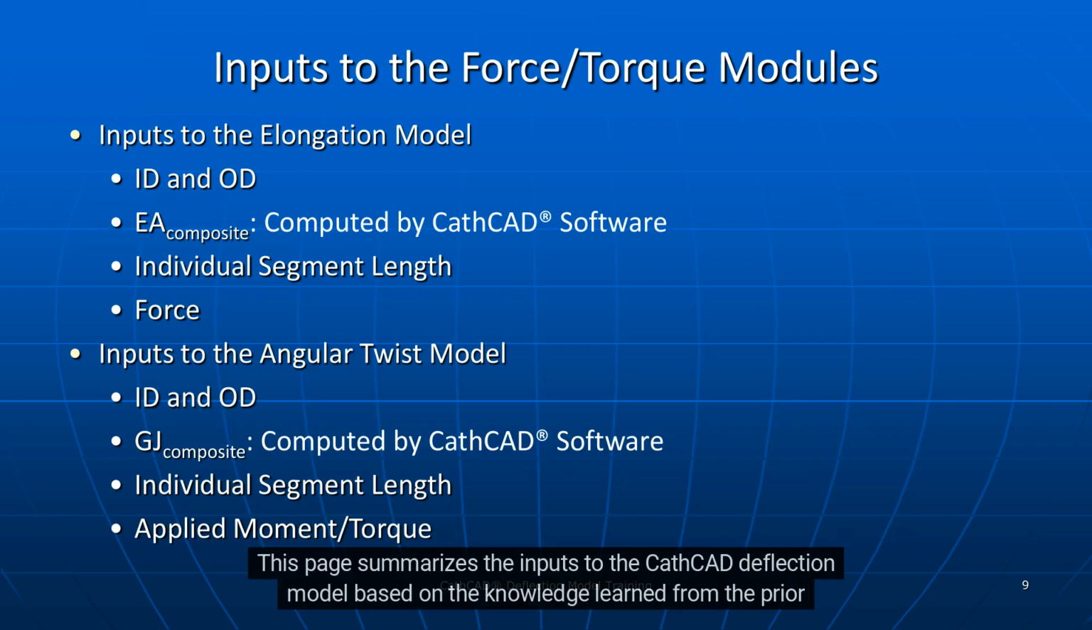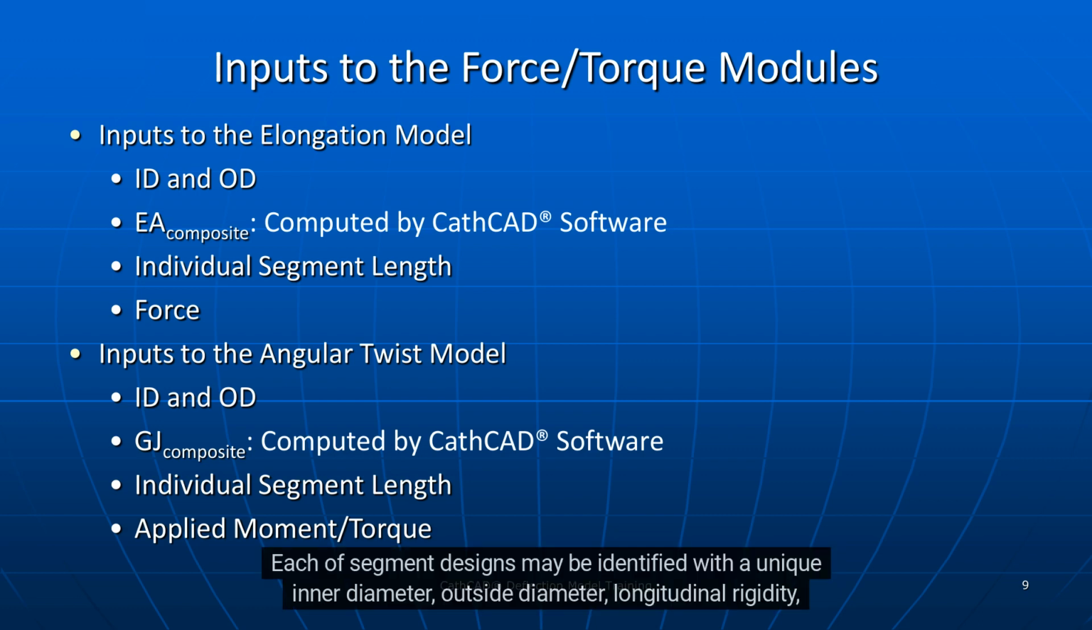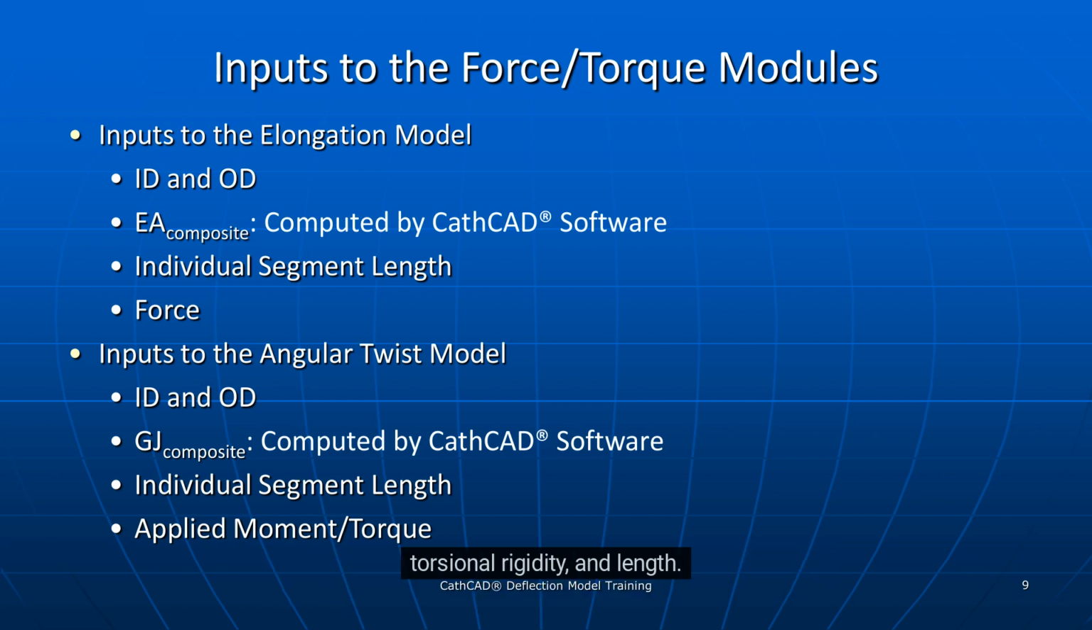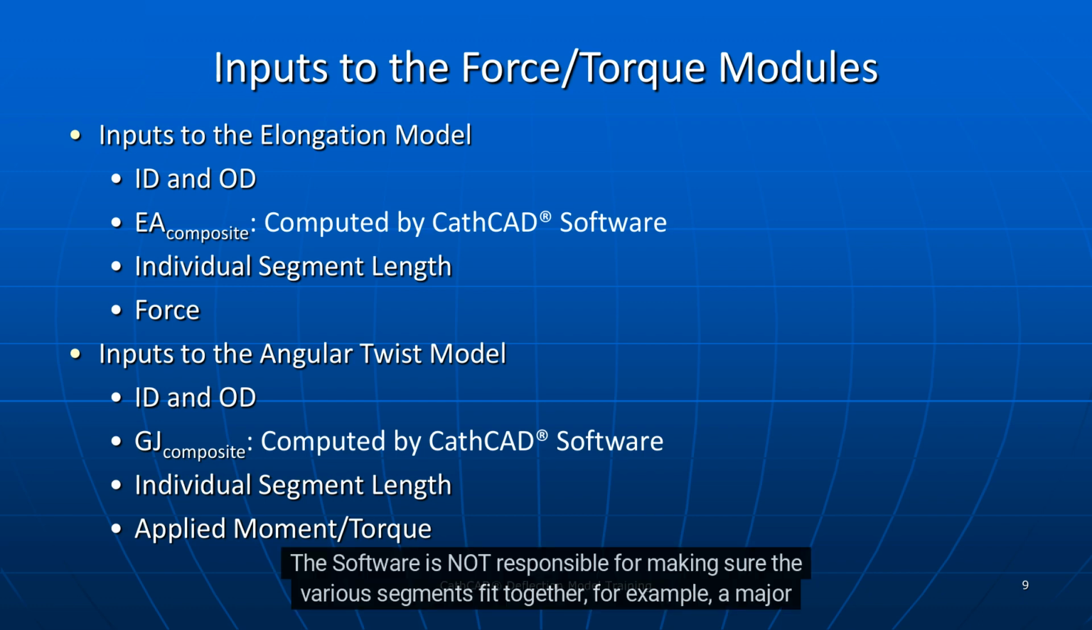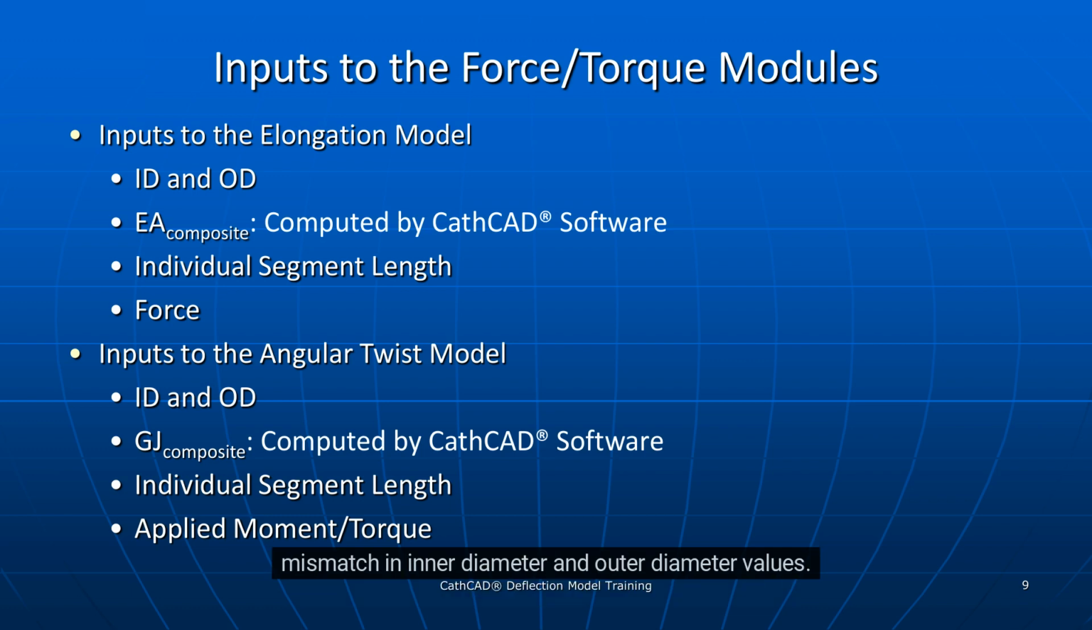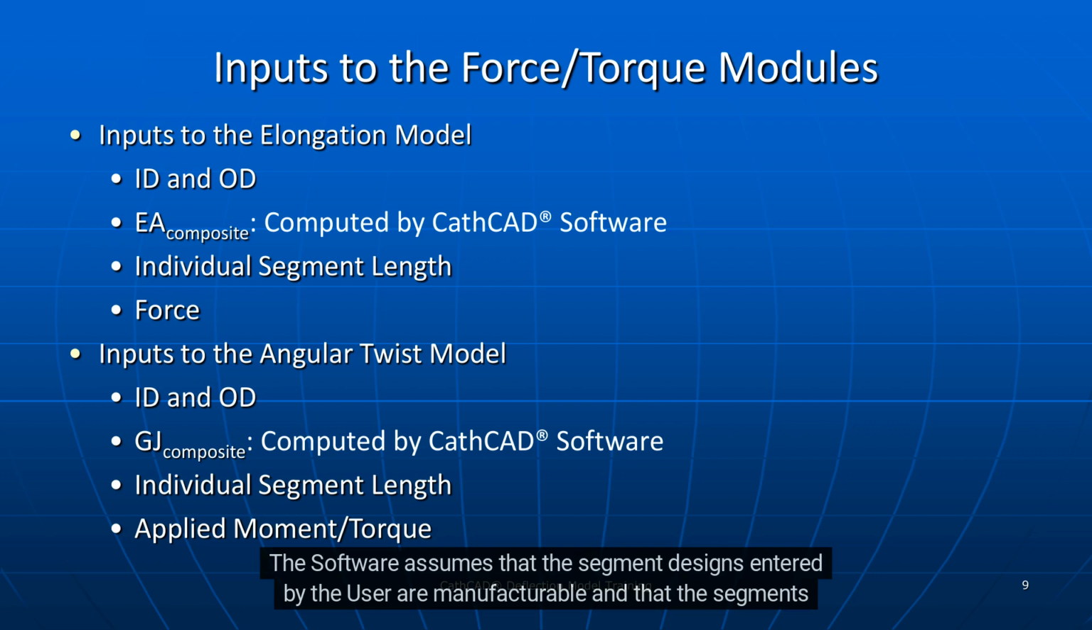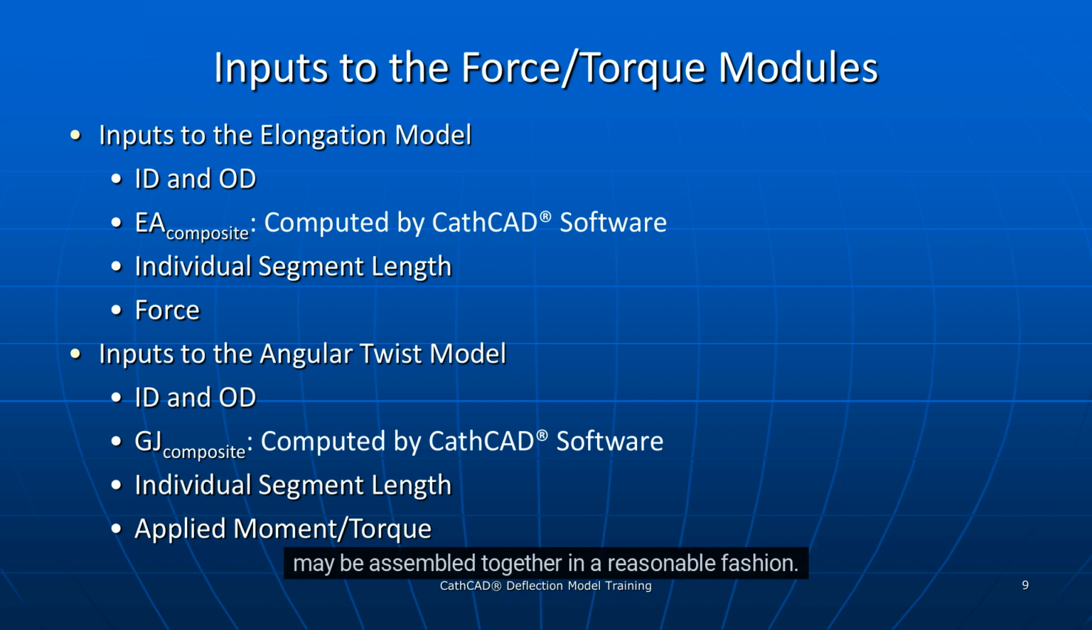This page summarizes the inputs to the CathCAD deflection model based on the knowledge learned from the prior page. Each of the segment designs may be identified with a unique inner diameter, outside diameter, longitudinal rigidity, torsional rigidity, and length. The software is not responsible for making sure the various segments fit together, for example, a major mismatch in inner diameter and outer diameter values. The software assumes that the segment designs entered by the user are manufacturable and that the segments may be assembled together in a reasonable fashion.